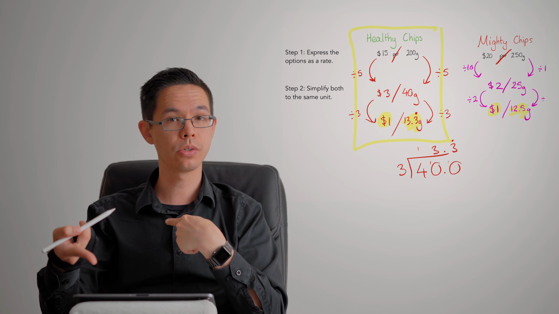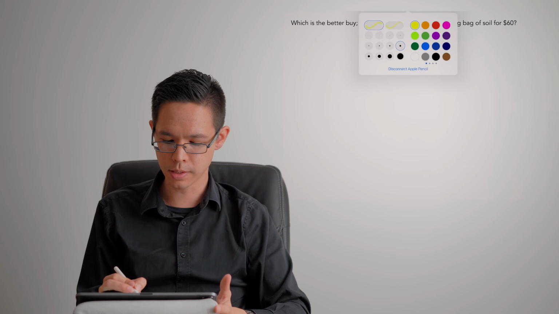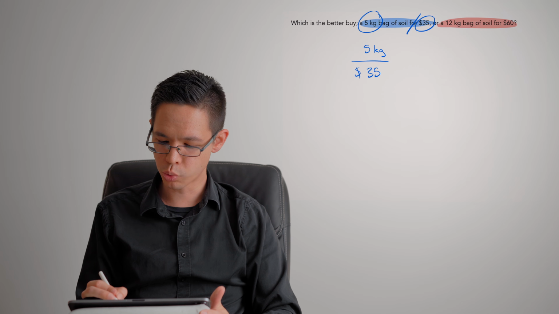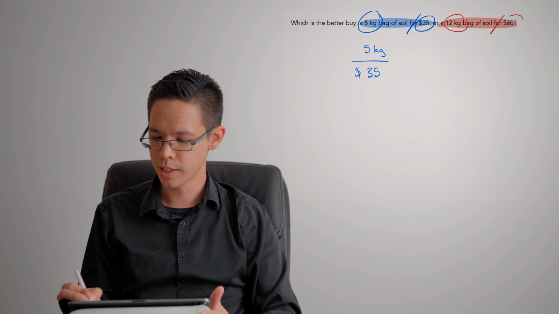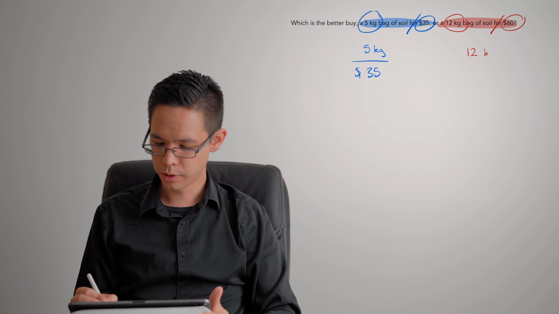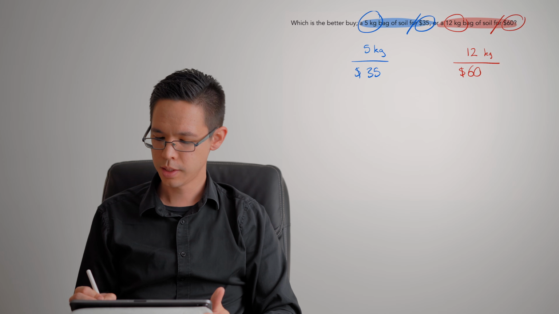But there's another way to solve these best buy problems. So let me show you with a simpler example as well. So here I've got 2 brands. I might color them in for you. So we got a 5 kilogram bag of soil for $35 versus a 12 kilogram bag of soil for $60. Let's do the maths. So 5 kilograms of soil for every $35 I spend. I write this one out as a fraction. That's the way I like to do these ones. And on the other hand, we've got 12 kilogram bags of soil for every $60.